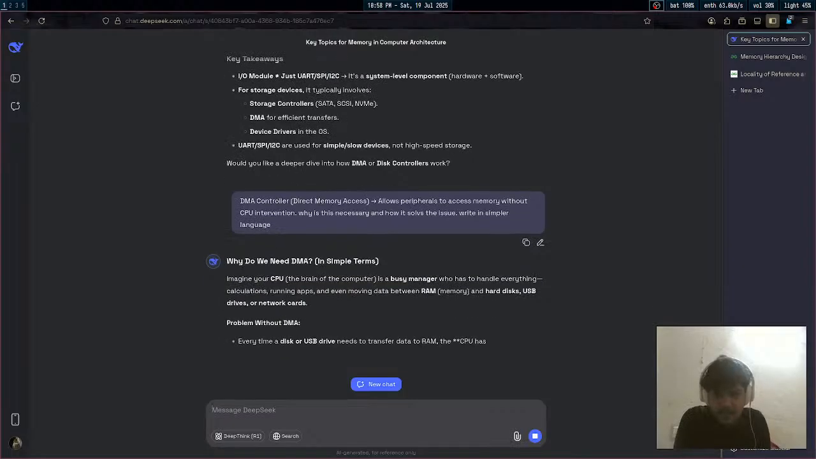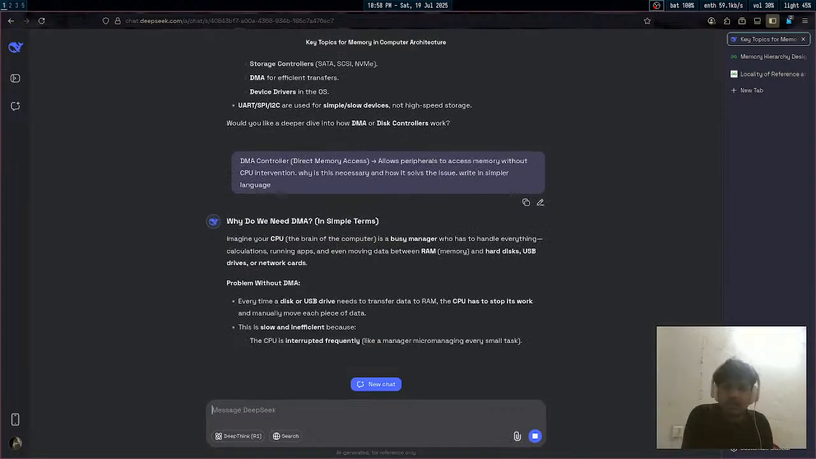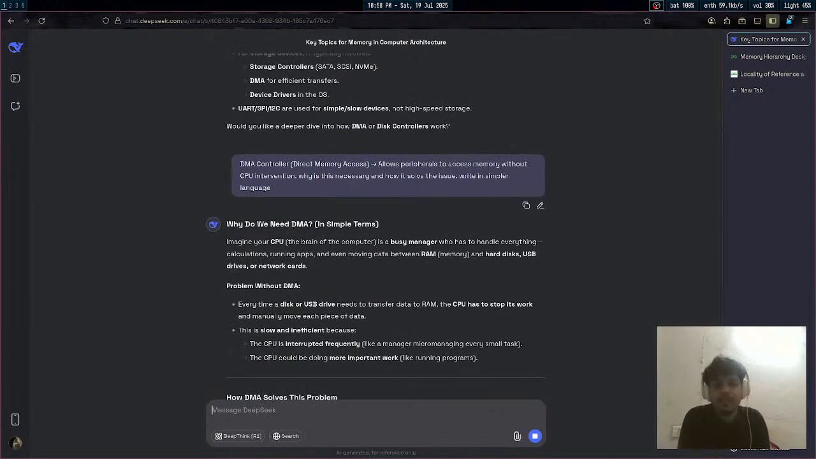Imagine your CPU is a busy manager who has to handle everything: calculation, running apps, and even moving data from RAM and hard disks, USB. Without DMA, every time a disk or USB drive needs to transfer data to RAM, CPU has to stop its work and manually move each piece of data. This is so slow and inefficient because CPU is interrupted frequently, micromanaging every small task. CPU could be doing more important tasks like running programs.